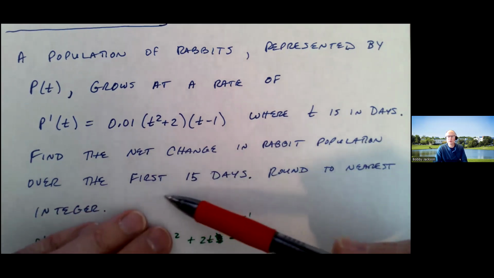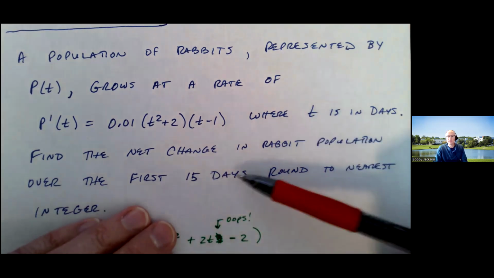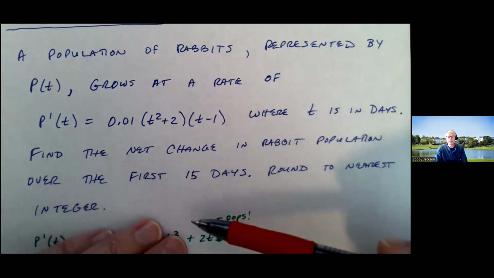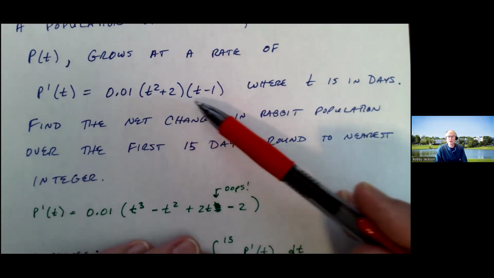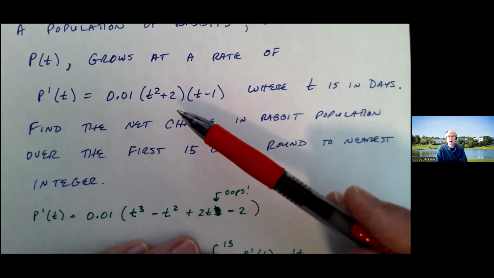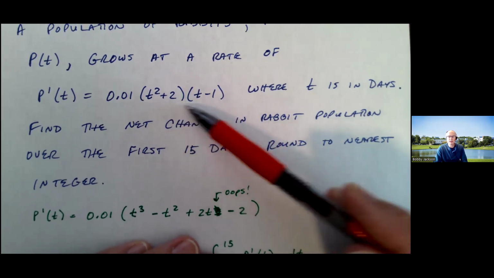So we're basically looking at what's the net change from time 0 to time 15, right? From 0 all the way up to 15. And then round the result to the nearest integer. First of all, we're going to want to integrate eventually this function here, the rate of change of the rabbit population, the population growth rate, if you will. So I'm going to multiply this out, FOIL it out.